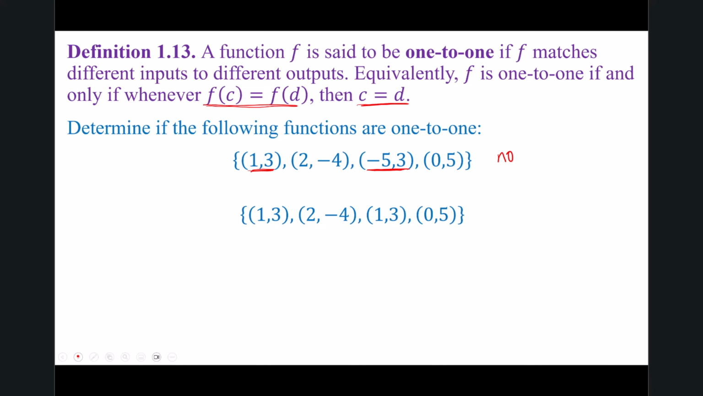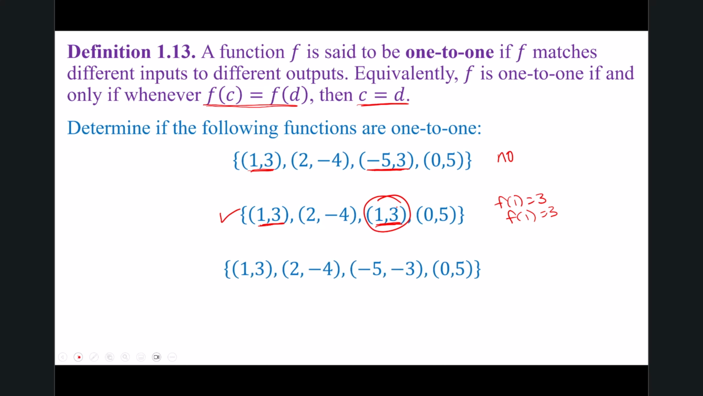What about this one? Again, I'm going to look at the points that have the same y values, but they also have the same x values. So according to our definition, if f of c equals f of d, then c does equal d. And in this case, f of c would be f of 1 equals 3. And for this point, the second point, that also says f of 1 equals 3. And 1 does equal 1. So yes, this one is a one-to-one function.